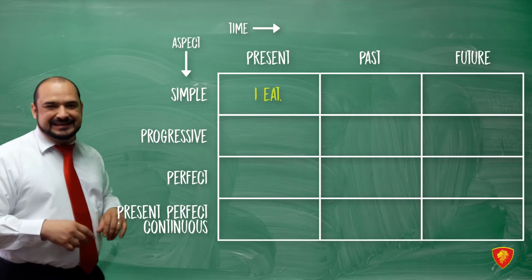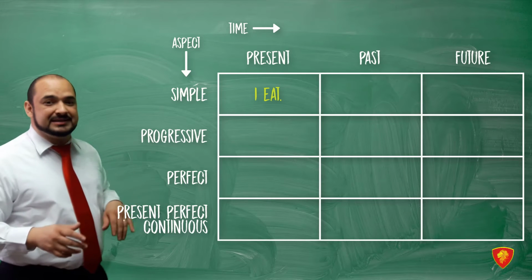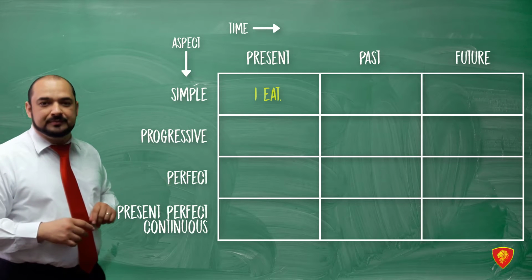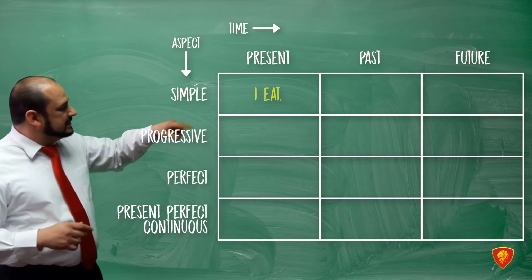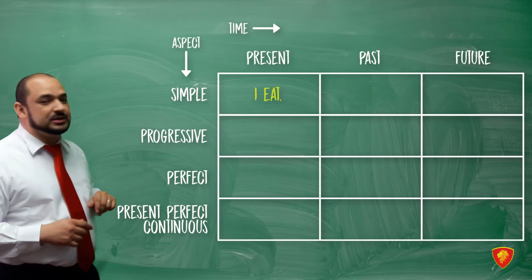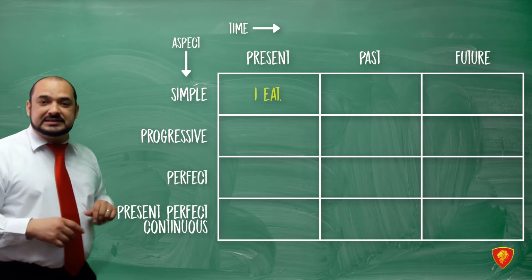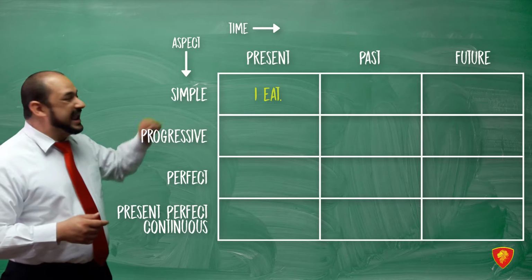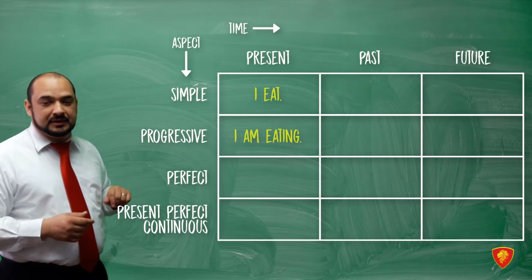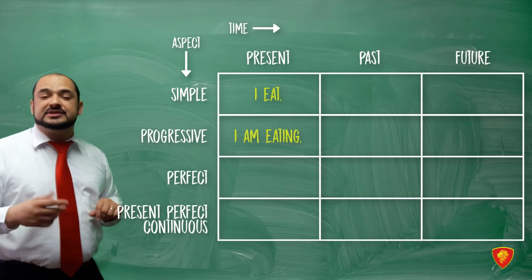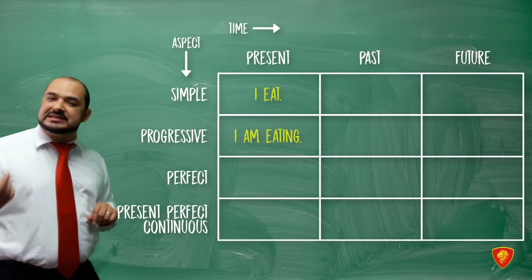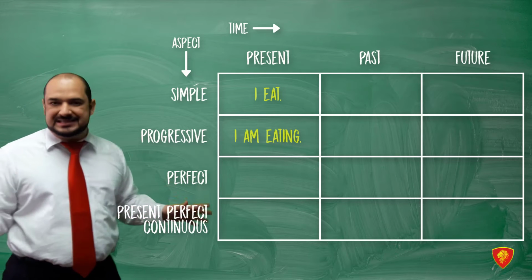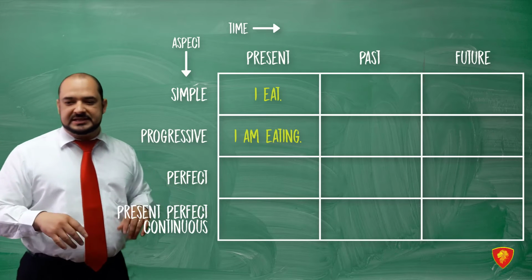So we say, I eat. In that sentence, your verb is in its base form. Okay? Let's look in the present again. We'll go a step down to the progressive tense. Right there it says, I am eating. When we say progressive, some books call it continuous. Whether it's continuous or progressive, it means the same thing, so don't freak out if you see that.